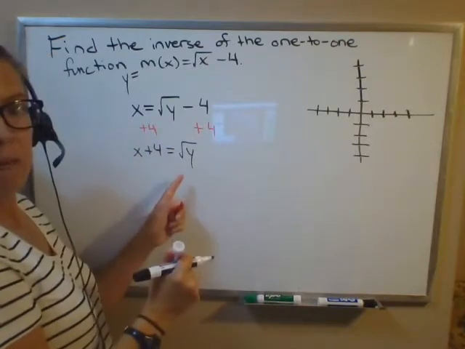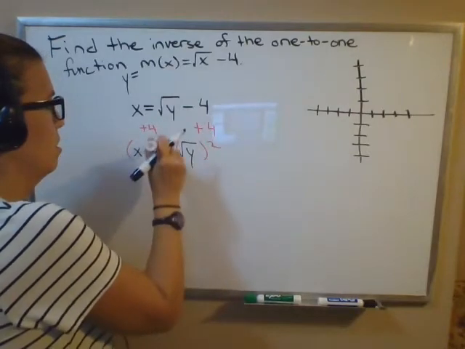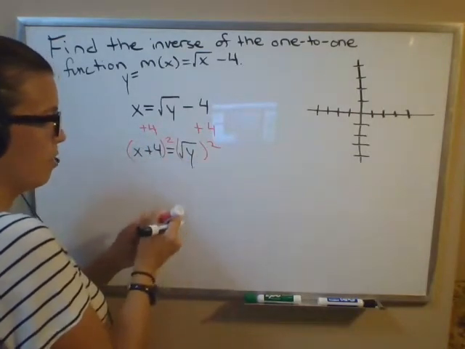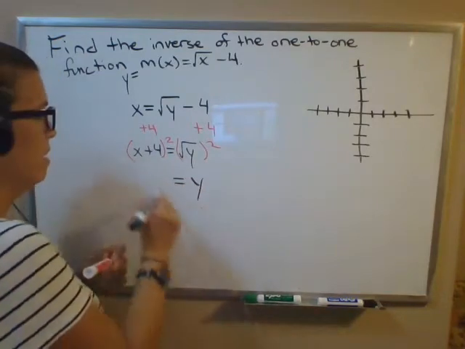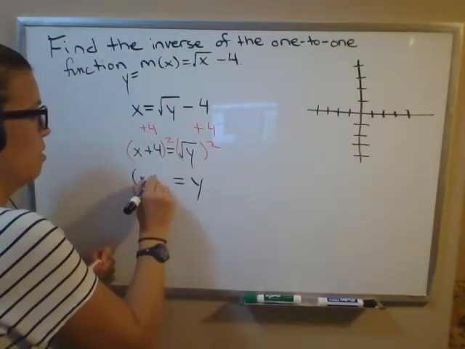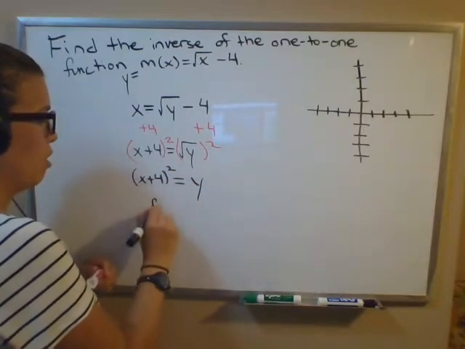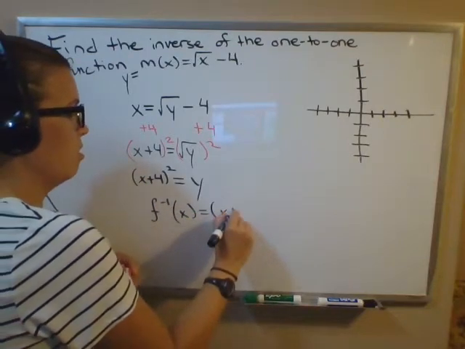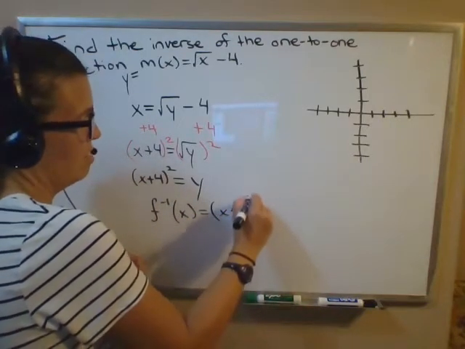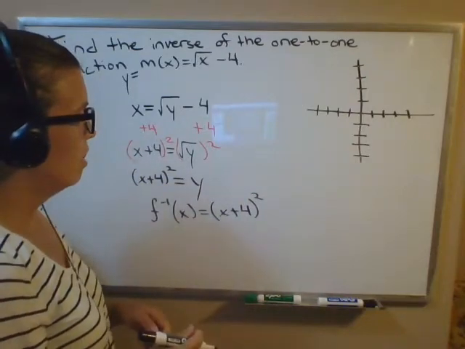And then to get y by itself, we would now square both sides of this equation. So the square root of y squared will be just y, and this side is x plus 4 squared. We've got y by itself, so that's supposed to be our inverse function. So at first glance, this isn't a difficult problem compared to some of the other examples you solved.